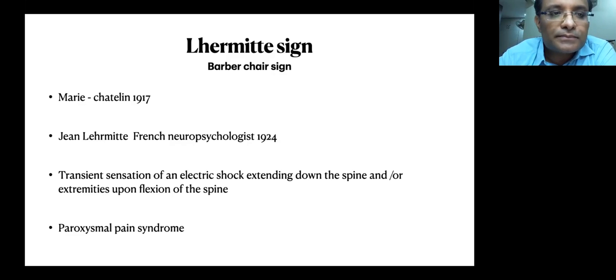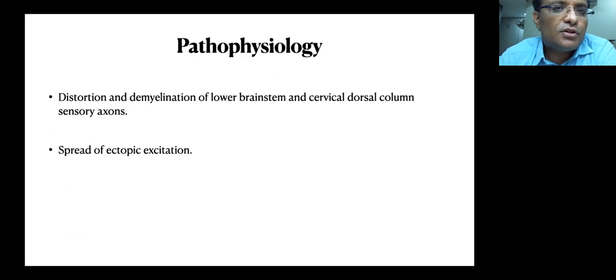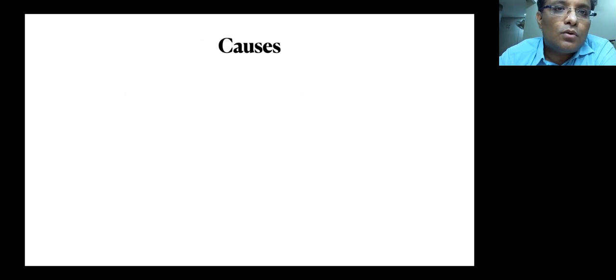It comes and goes. The pathophysiology, by and large, has been distortion and demyelination of lower brainstem and cervical dorsal column sensory axons. There are some case reports which have also mentioned thoracic cord, but the literature has prominent cases involving lower brainstem and cervical dorsal cord. And the spread of ectopic excitation will lead to the presence of Hermit sign. Now, the list of causes is very extensive.